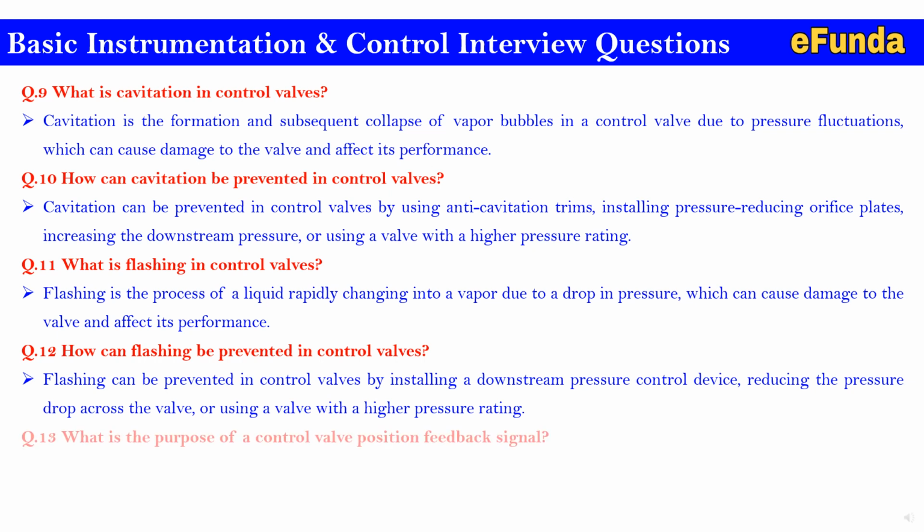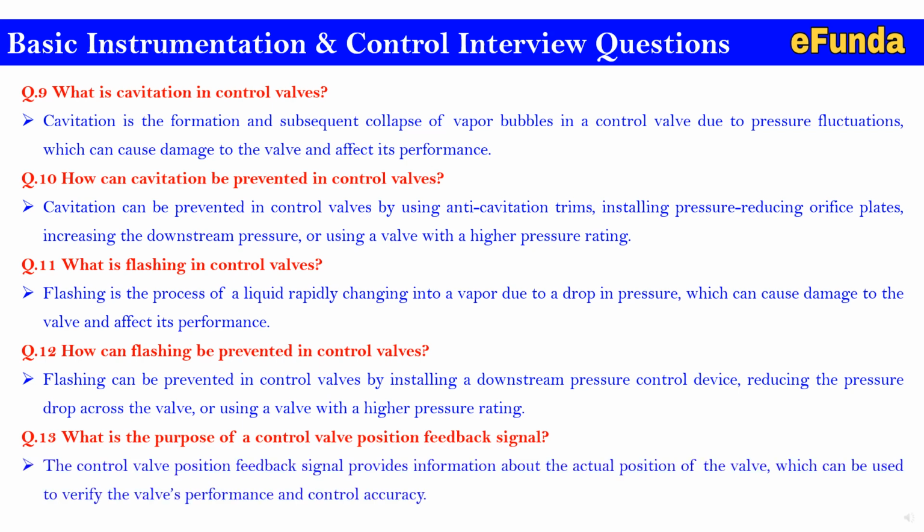13th question, what is the purpose of a control valve position feedback signal? The control valve position feedback signal provides information about the actual position of the valve, which can be used to verify the valve's performance and control its accuracy.